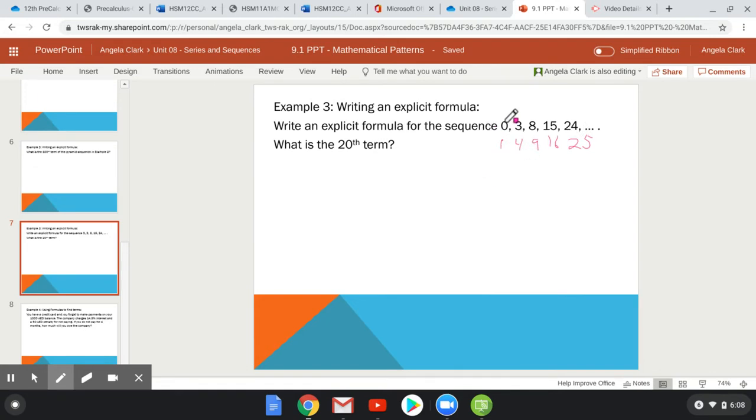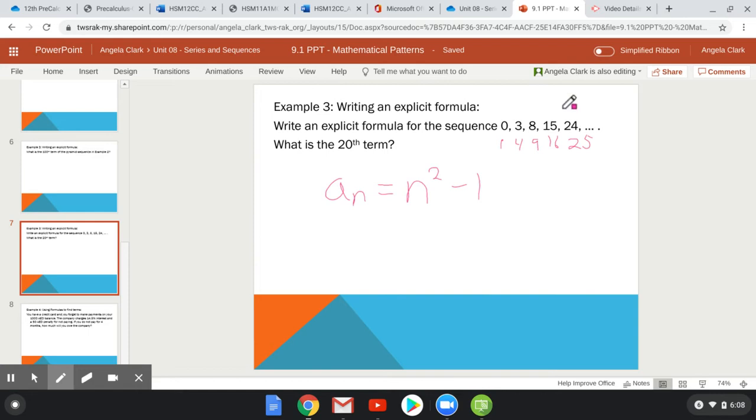So here I have each one of these is 1 away from being a perfect square. So specifically, the first term is 1 squared minus 1, right? The second term is 2 squared minus 1. The third term is 3 squared minus 1. And the fourth term is 4 squared minus 1. The fifth term is 5 squared minus 1. So hopefully you see where I'm going with this with my explicit formula. If I want to find any term, I just need to take its term number, square it, and subtract 1. And that's really all there is to this formula.